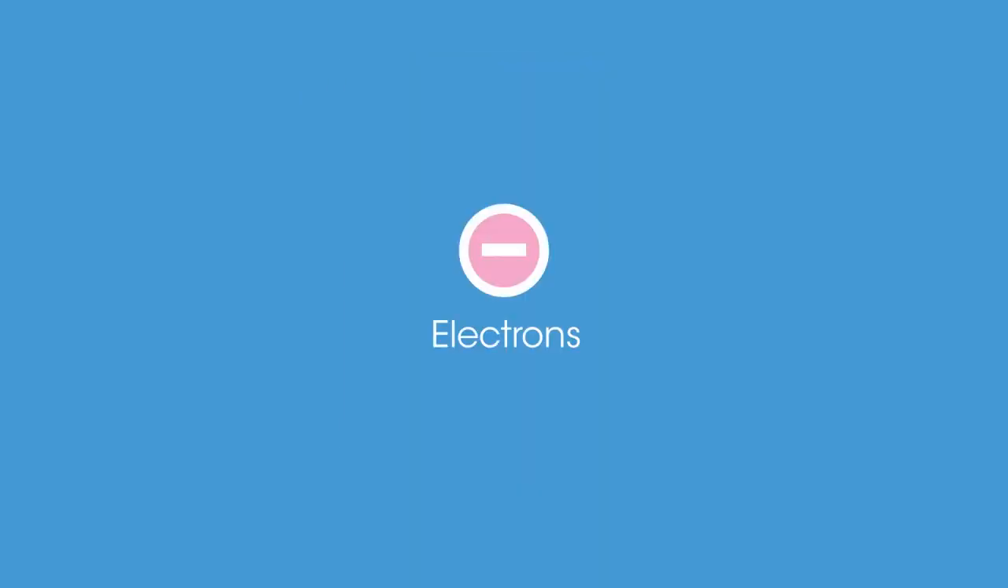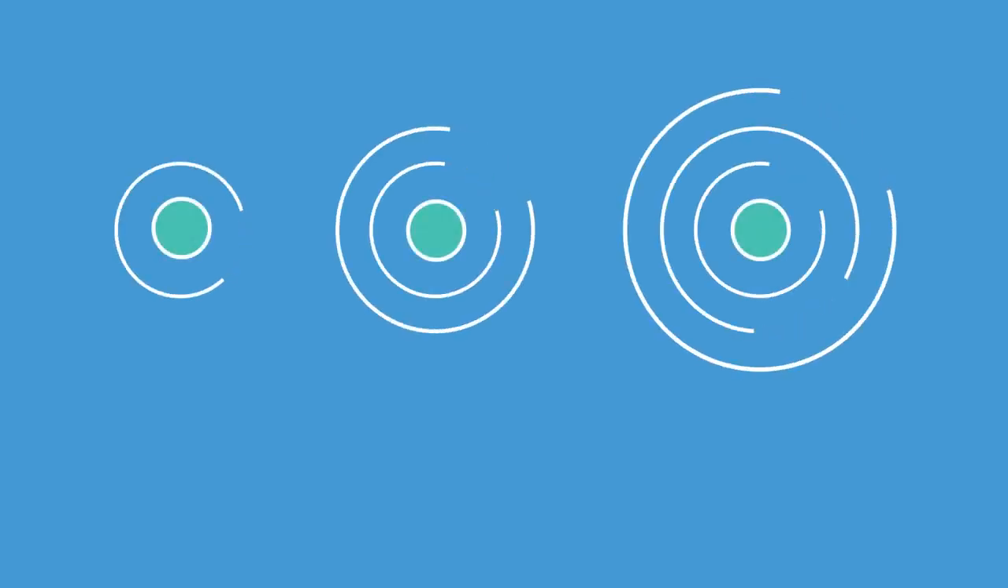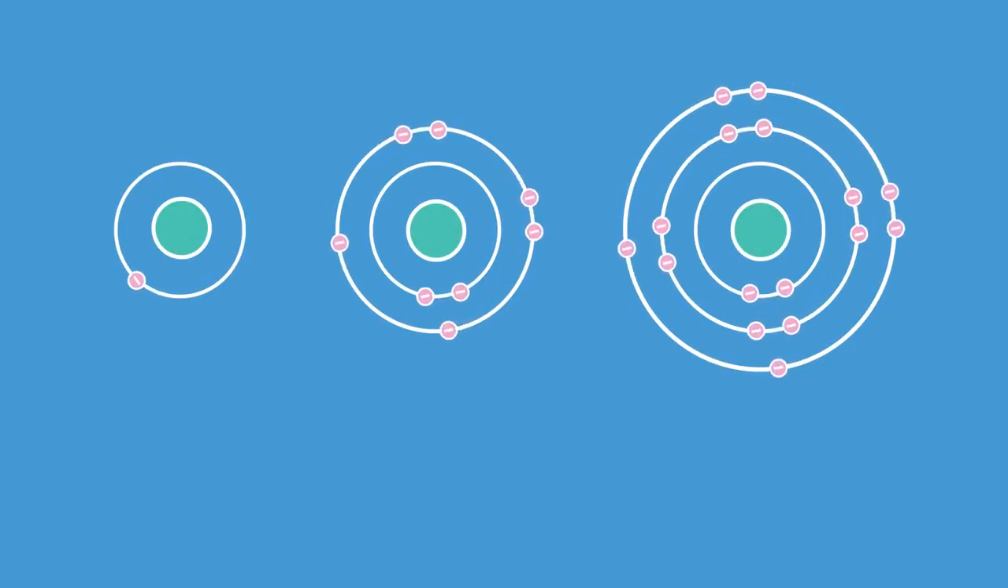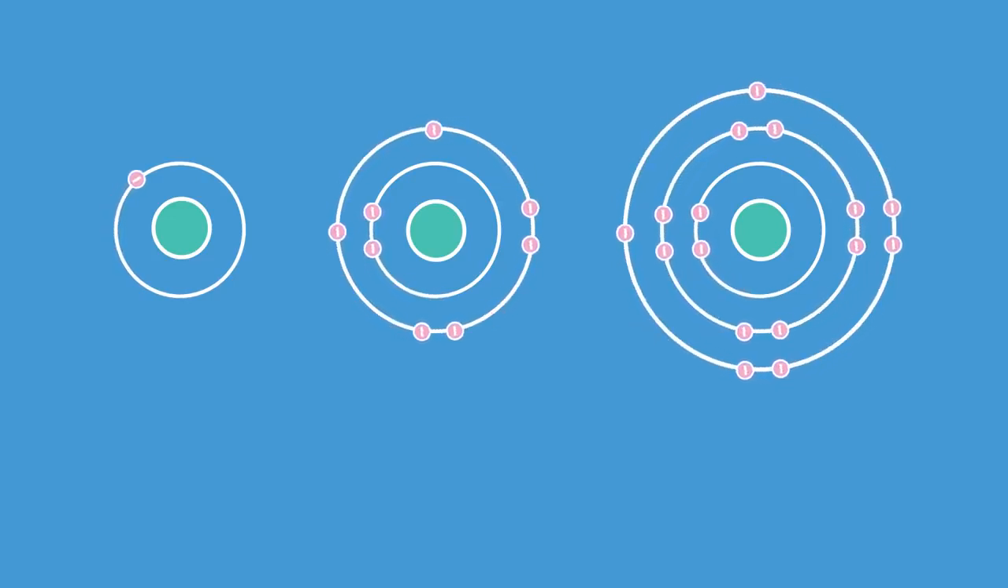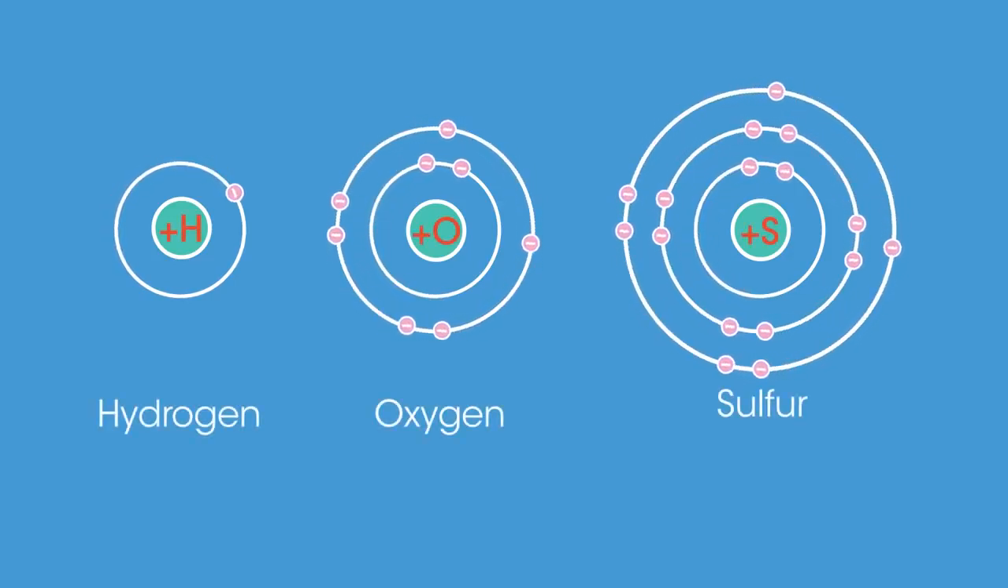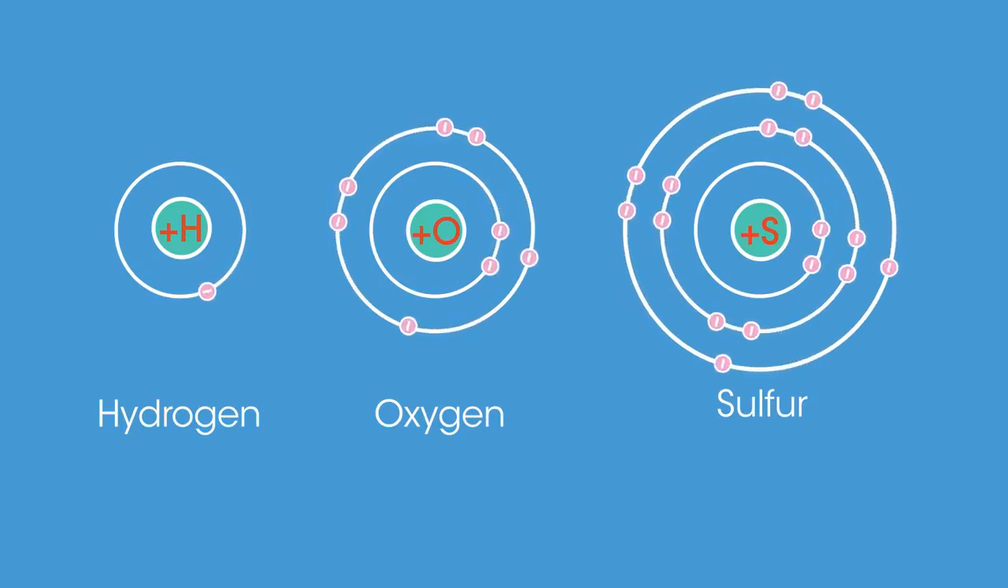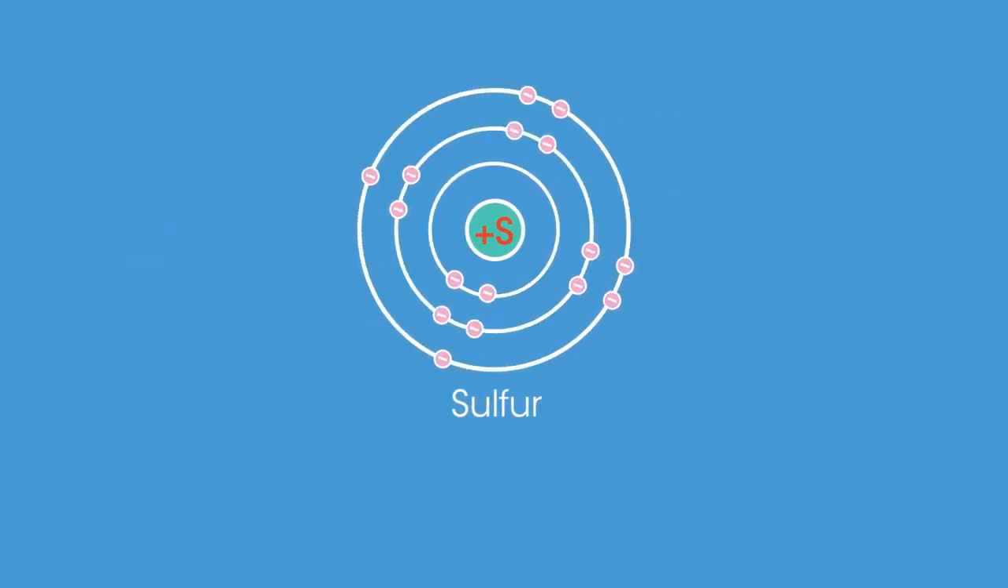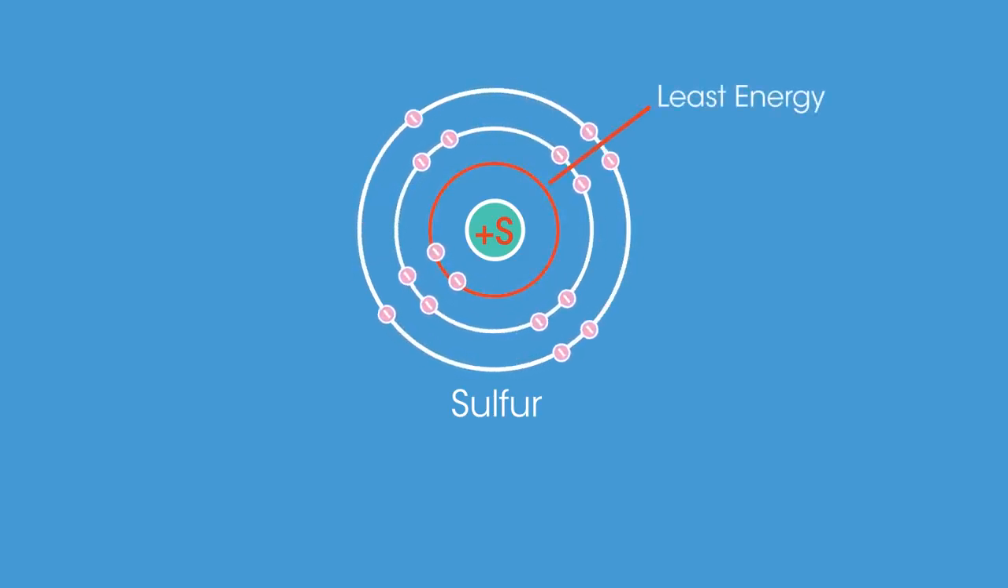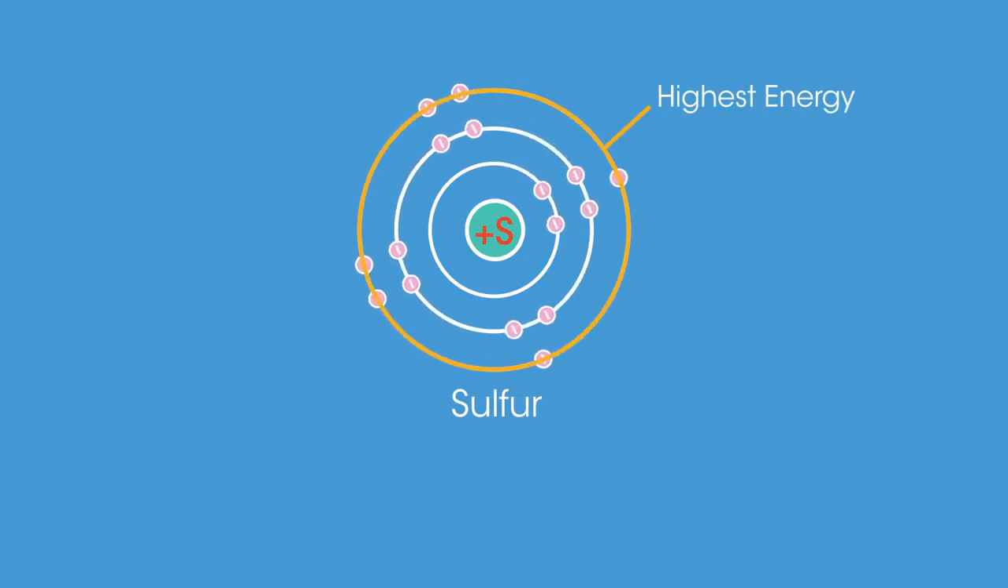Let's finish off by looking at the electrons in a little more detail. Negatively charged electrons orbit around the positive nucleus in specific orbits or shells. Different atoms have different numbers of shells or orbitals. Each shell is of a specific energy level, meaning an electron must possess a certain amount of energy to reside in a certain shell. Electrons in shells closest to the nucleus have the least energy, and electrons in the outermost shell have the highest energy levels.